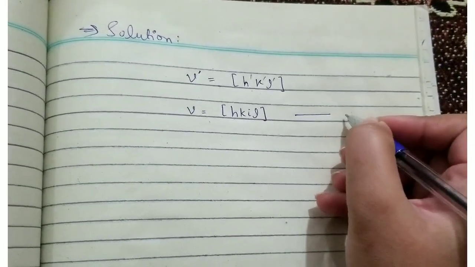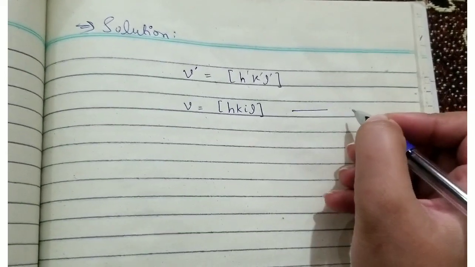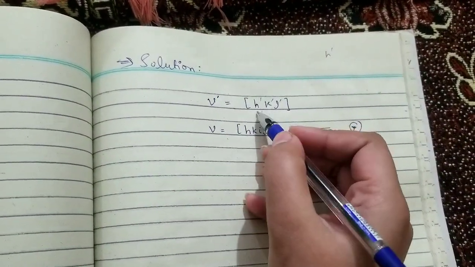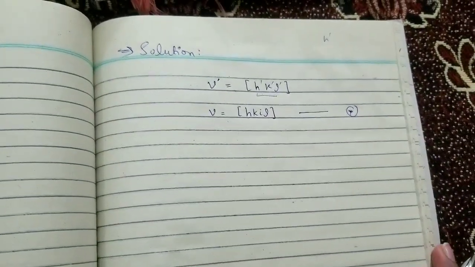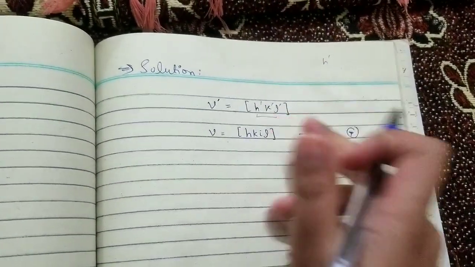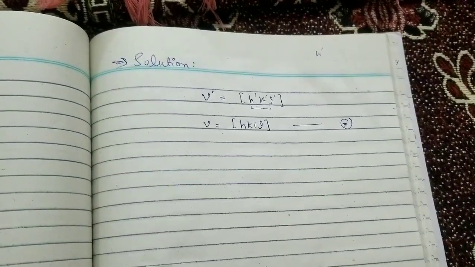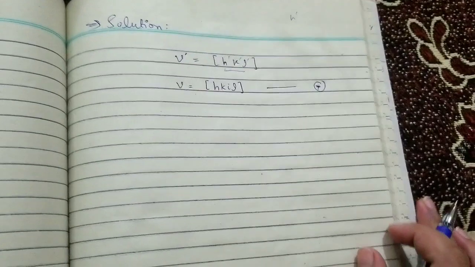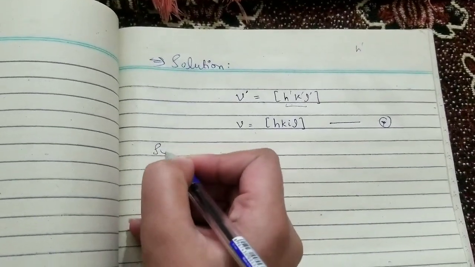There will be some equations that we are going to derive that will relate h, k, i, and l with these indices. We can simply plug these values into those equations and we'll get the values of h, k, i, and l.